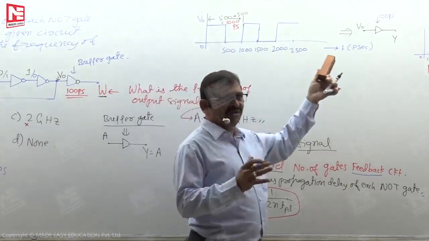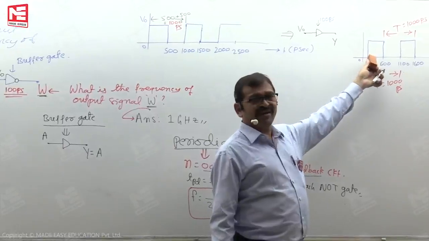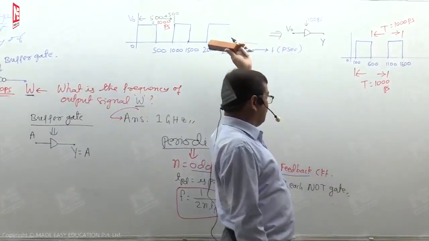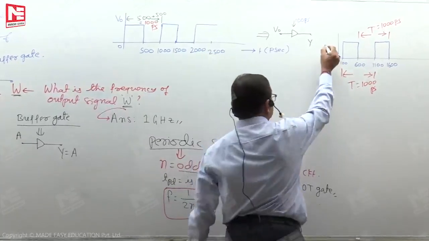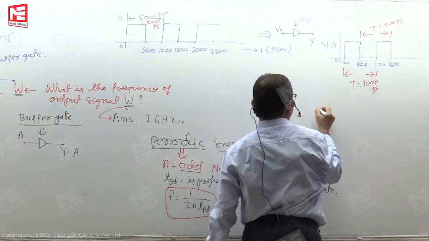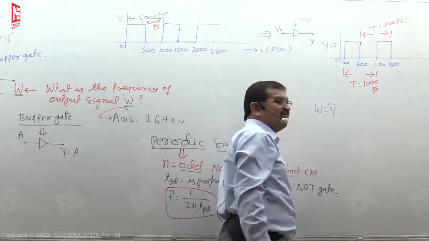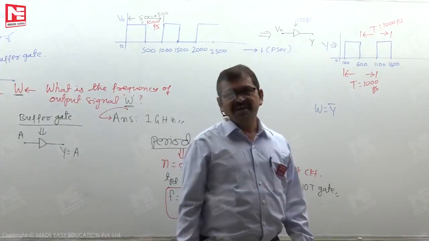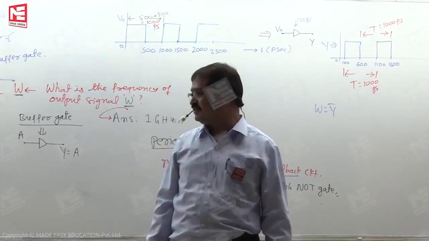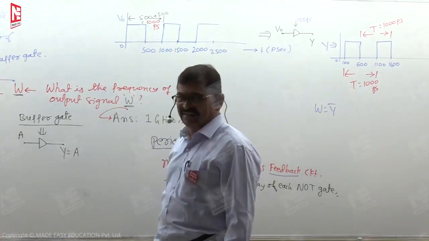To make it a little simpler, as we considered the B bit with the buffer, the waveform we have is already delayed by 100 picoseconds compared with V0. This we call Y. So W comes out to be Y complement, an inverted waveform. Hence the time period remains the same, 1000 picoseconds. The answer to this question is 1 gigahertz.